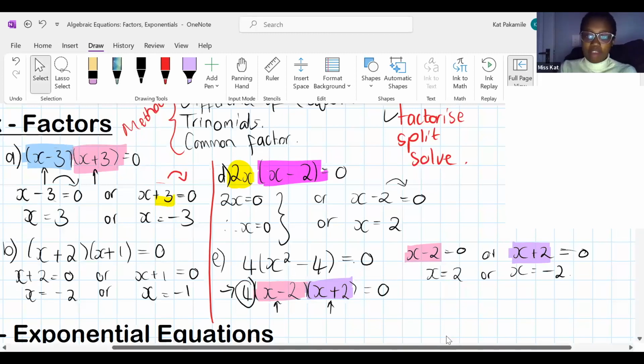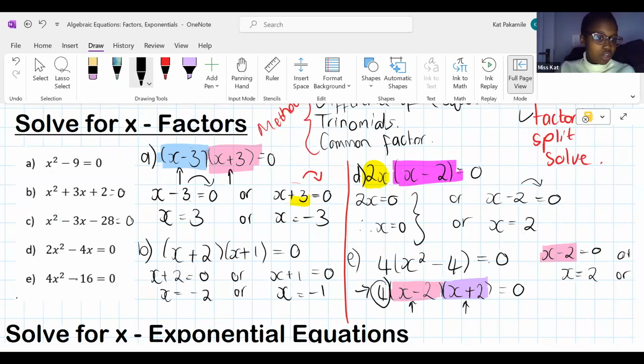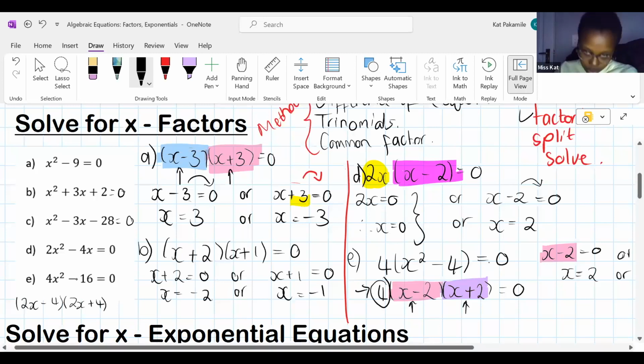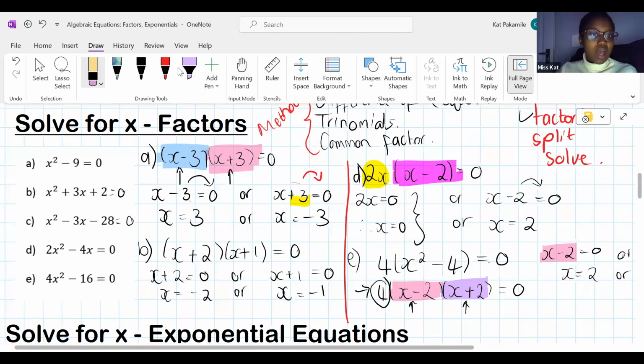If you started your first step with difference of two squares, that's also fine. You're going to have 2x minus 4 and 2x plus 4. And then you'll see you'll still get 2 and negative 2, because your 4 is going to go over and then you're going to divide by 2 on both sides. Whichever method you use, as long as you're comfortable with it and you get to the correct answer. And you can check your answers through substitution.